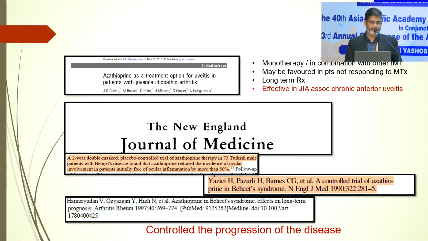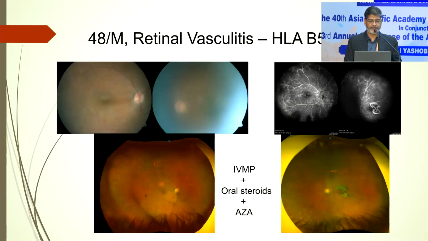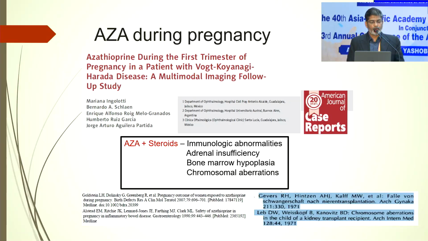And it was in vogue for Behçet's disease in the earlier stages, where it was shown to control the progression of the disease. So this is one of my patients, a 48-year-old male with retinal vasculitis, HLA-B51 positive or Behçet's, treated with steroids and azathioprine. It can also be used in special situations like pregnancy. So there is a case report of the use of azathioprine in the first trimester of pregnancy in a VKH. But to note here is if azathioprine is used with steroids, the chances of teratogenicity go up.